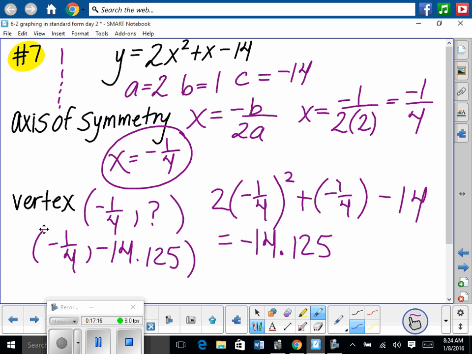Okay. So if you changed it back to a fraction, you would have got negative 1/4 comma negative 113 over 8. So that's why decimals are prettier. That's a lot harder to graph than negative 14, right? Okay, so everybody get where I'm coming from. Does it feel a little bit easier today because you were lost yesterday?